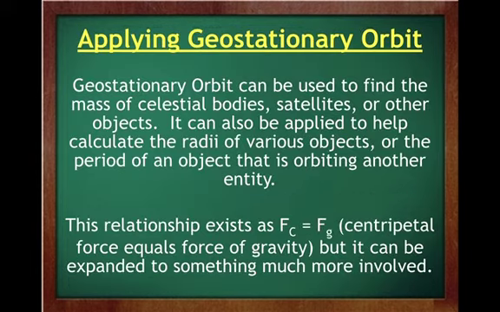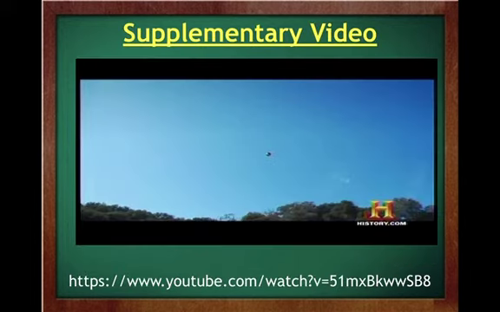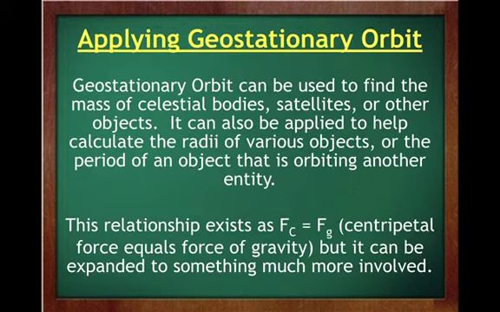All right, so let's take a look at that idea of geostationary orbit then, right? So something that's actually rotating around the Earth but seems to stay in the same spot, okay? So again, it uses that idea that we've already talked about with that whole Fc equaling Fg, right?